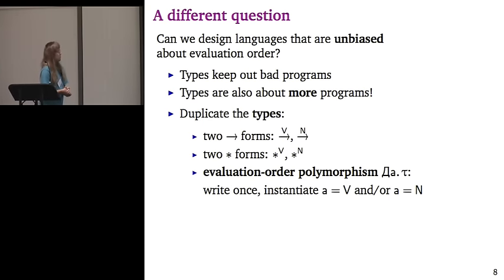And so what I did in this paper is I don't want to duplicate the terms, because then you just end up with call by value lambda, call by name lambda, and you have to write that everywhere. So instead we'll duplicate the types. So there'll be two arrows, call by value, call by name, two products, and so on. And this is the most interesting part: there will be polymorphism over evaluation order. So you can write one function once and get both call by value and call by name versions.